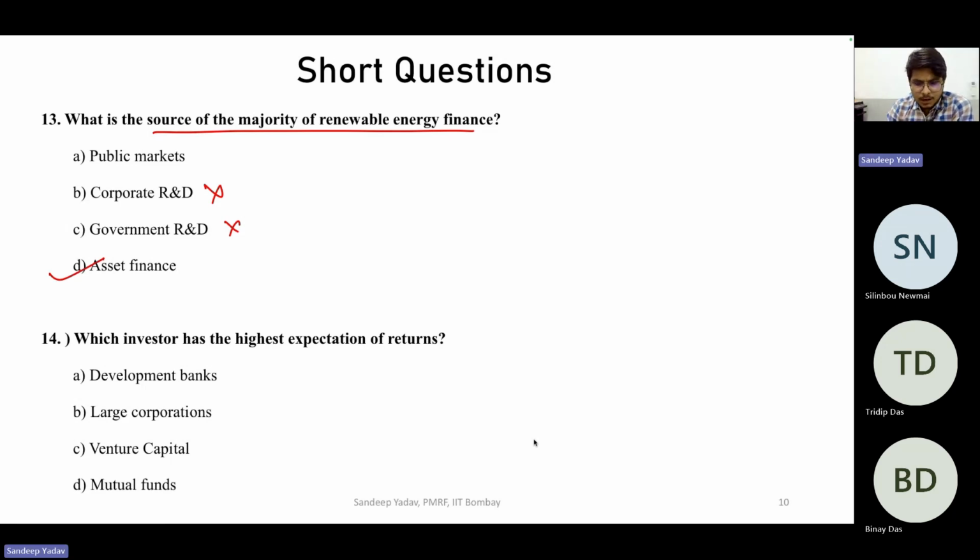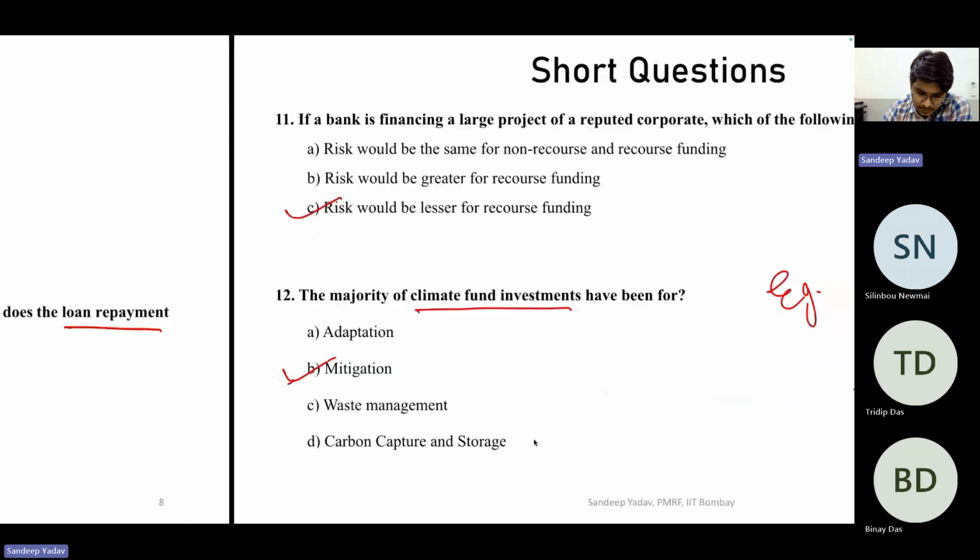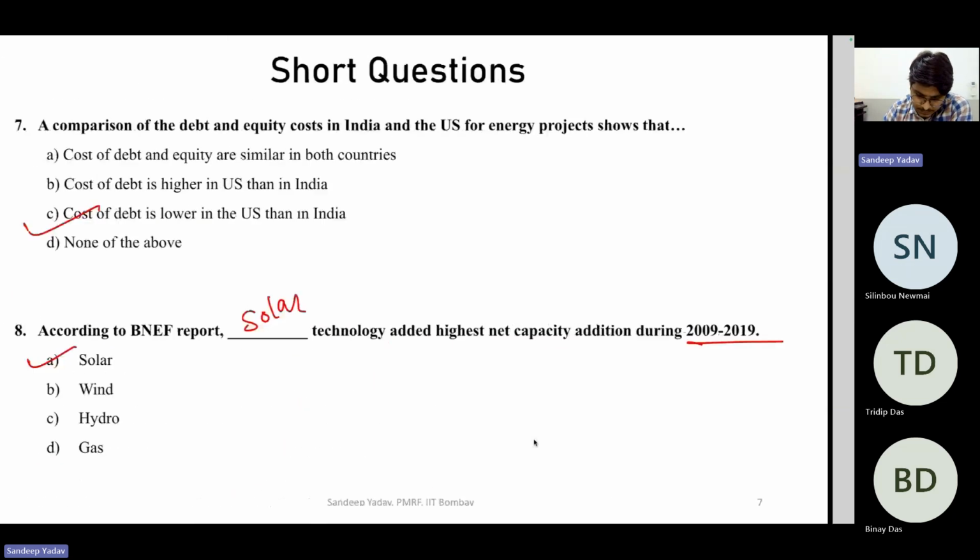All these things are covered in the theory part. If you want more explanation about this, you can go through the theory parts of the videos in lecture 16A or 16B. You'll get all these understandings from this. Similarly, question 14: which investors have the highest expectation of returns? That is venture capitalists. We just covered it. I think this is repeated by mistake.